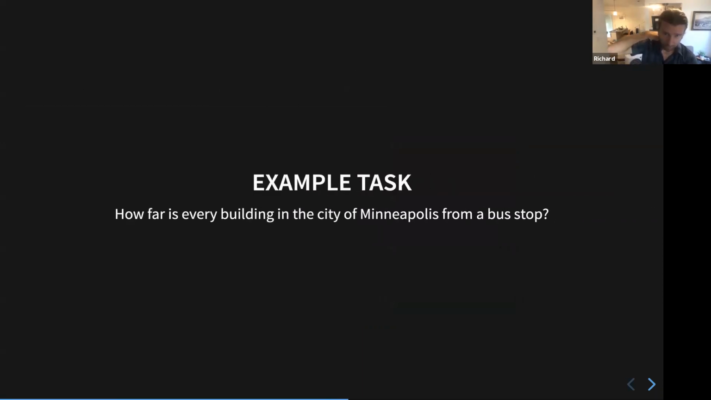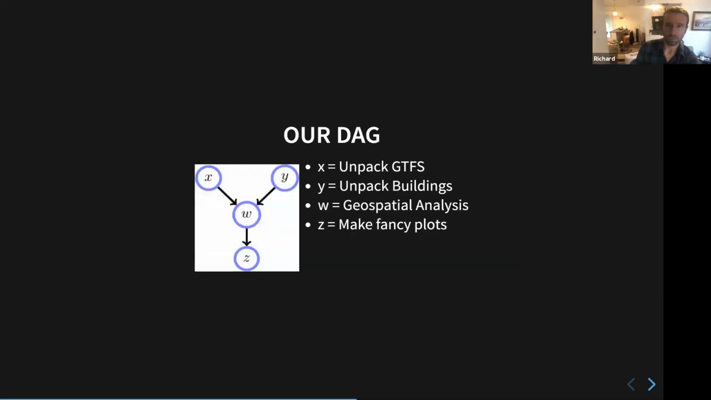So we're going to do an example task, and this is going to leverage the spatial indices that I was talking about earlier. The code for this is in a GitHub link at the end of this presentation, but you don't need it at the moment. The example task is, what if we want to figure out how far every building in Minneapolis is from a bus stop?